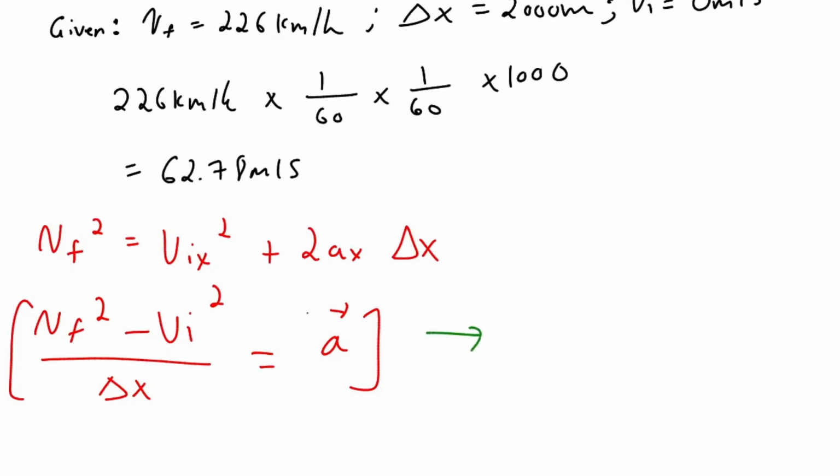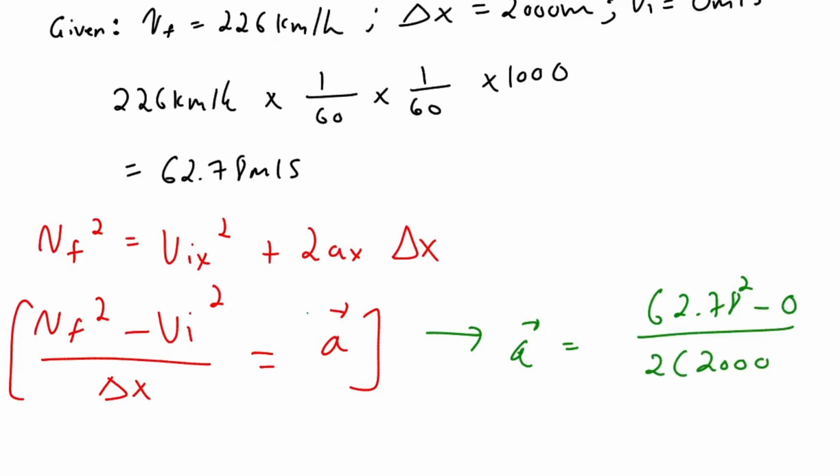So let's do this. It's going to be basically our velocity final, which is going to be 62.78 squared, right? Minus 0. And it's going to be all over 2 times 2,000. And if you do the calculations here, you should get 0.985 meters per second squared.